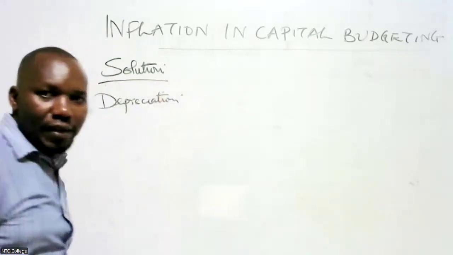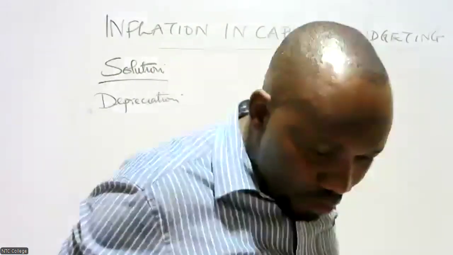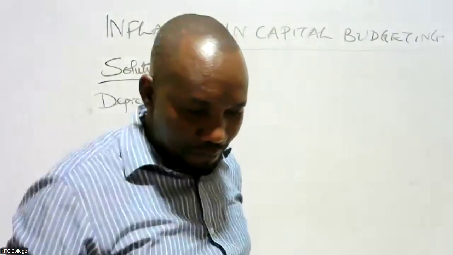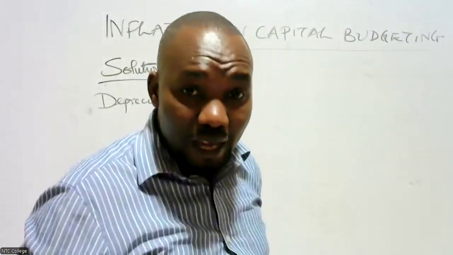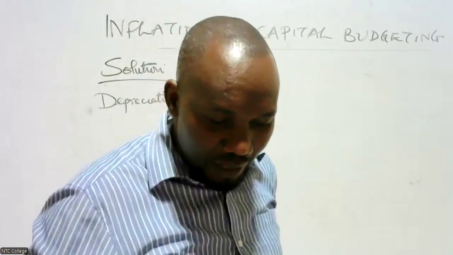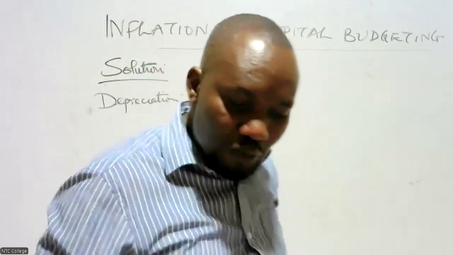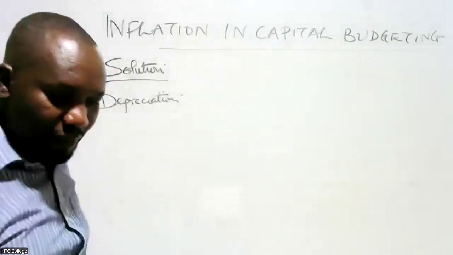So depreciation here, we are told that the initial cost is 250,000 with a scrap value of 5,000. That is after 4 years. Tax allowable depreciation is 25%. So we want to get 25% on reducing balance.